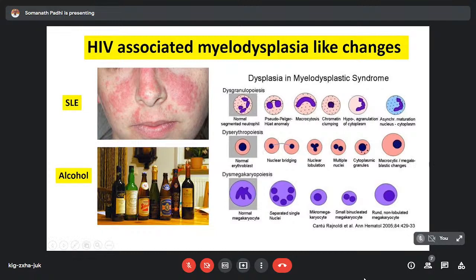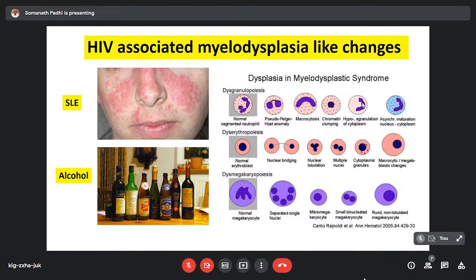And on the right hand side, you can see the different morphological features of dysplasia, from this classic article by Raznoldi et al. in the Annals of Hematology 2005. You can see the small megakaryocyte, hypolobated megakaryocyte, pawn ball megakaryocytes, which are classically described in myelodysplastic syndrome. In the central panel, you can see nuclear lobulation, multiple nuclei, presence of ring sideroblasts or macrocytosis, and dysgranulopoiesis in the form of pseudo-Pelger-Huet type neutrophils, hypogranulation, hypergranulation, and no segmentation of the nuclei.